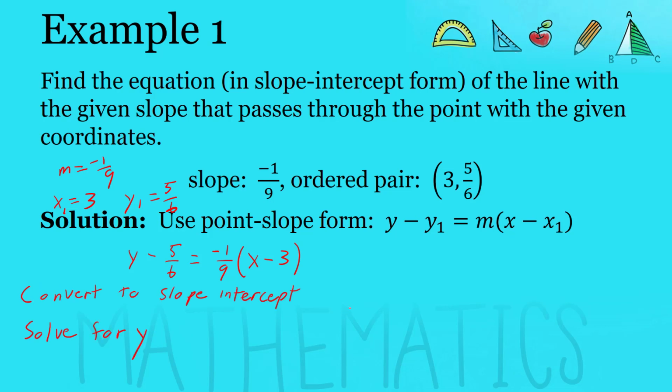And this means we want to isolate y on one side of the equation and everything else on the other side of the equation. So first, let's go ahead and just get rid of the parentheses by using the distributive property. And if we do, we will have y minus 5/6 is equal to negative 1/9 x, and that's going to be minus negative 1/9 times 3. And negative 1/9 times 3 is negative 1/3. So we're going to have minus negative 1/3.